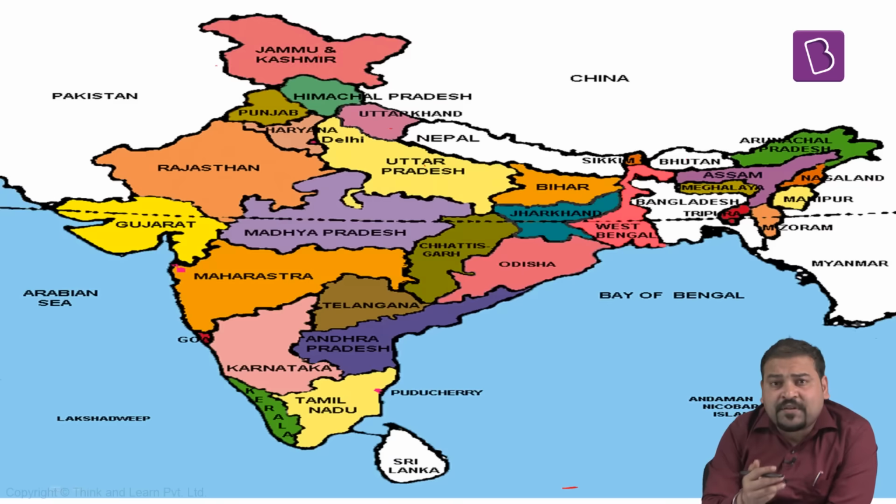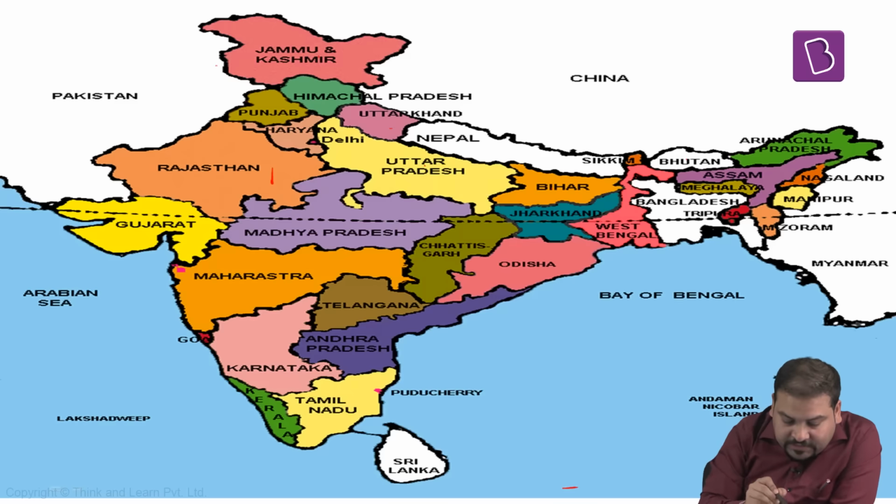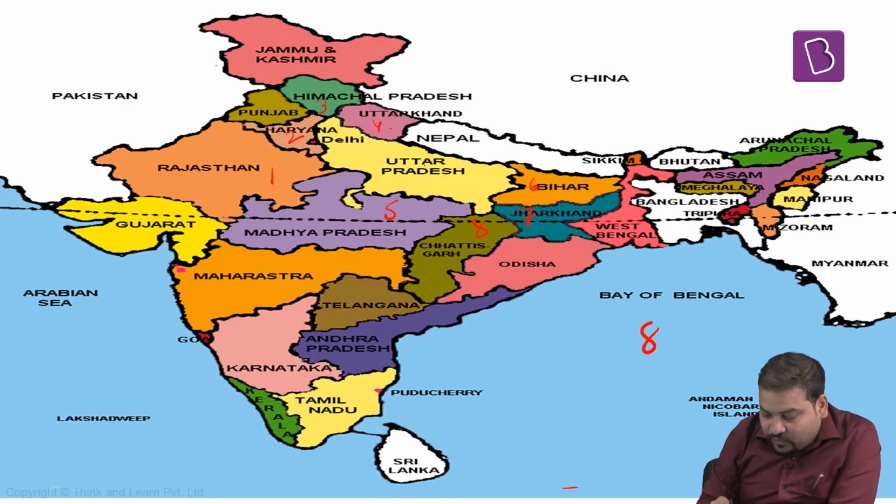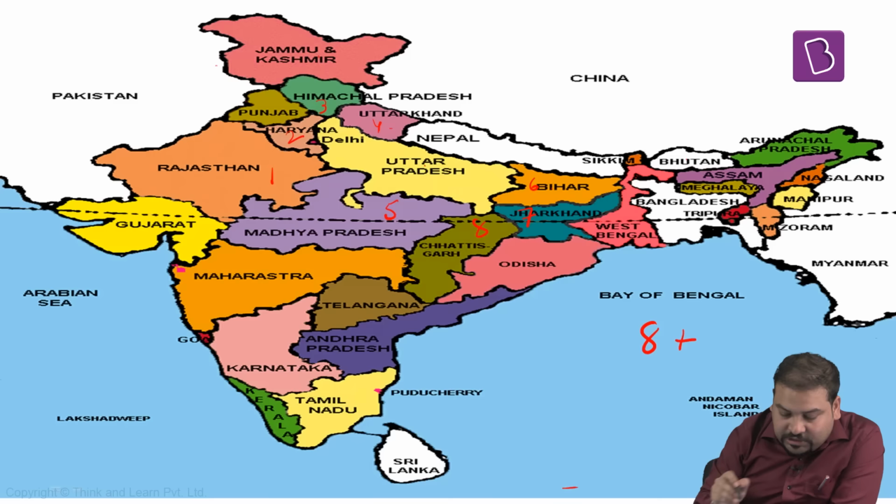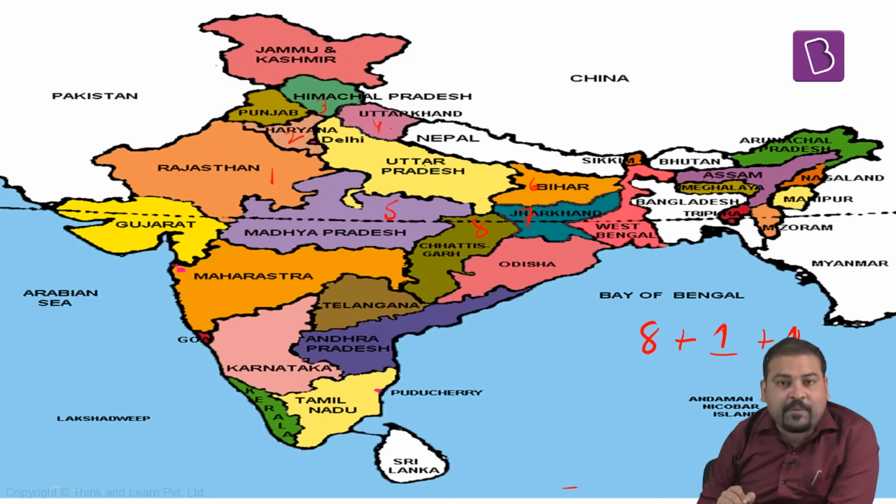So which state has the maximum number of Indian states as its neighbor? Let us look at Uttar Pradesh. Starting Rajasthan being 1, Haryana 2, Himachal 3, Uttarakhand 4, Madhya Pradesh 5, Bihar 6, Jharkhand 7, Chhattisgarh 8. So 8 states, 1 UT, that is Delhi, and 1 neighboring nation, that is Nepal.